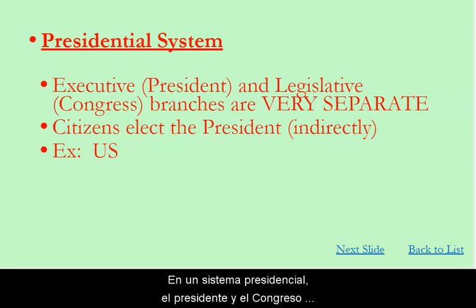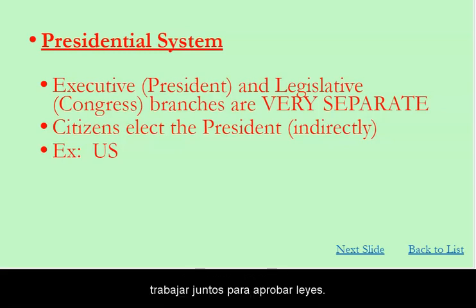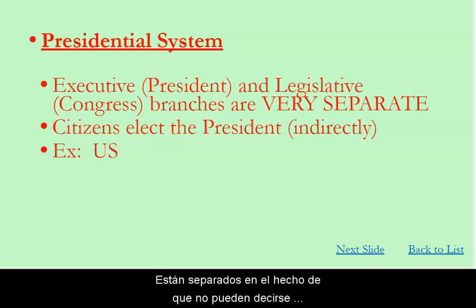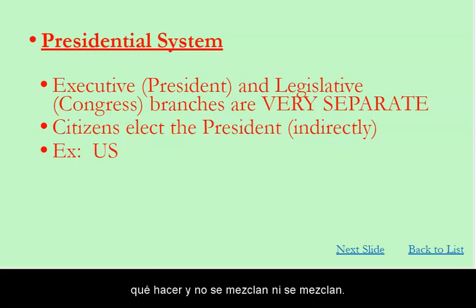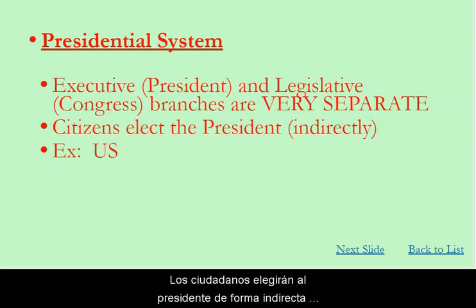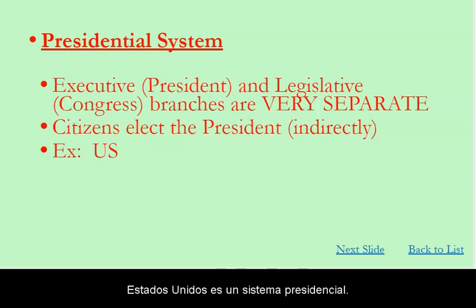In a presidential system, the president and Congress are very separate. They may have to work together to pass laws, but they are separate in the fact that they can't tell each other what to do, and they don't mix and mingle. Citizens will elect the president indirectly with the Electoral College, but citizens elect Congress directly in the November election. America is a presidential system.